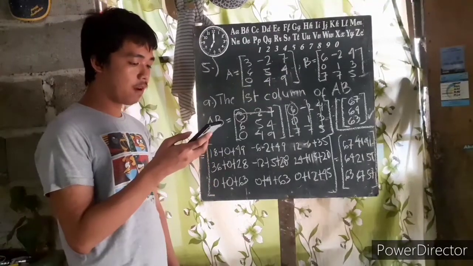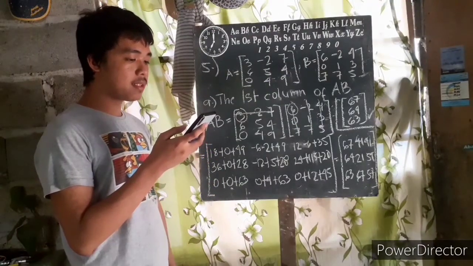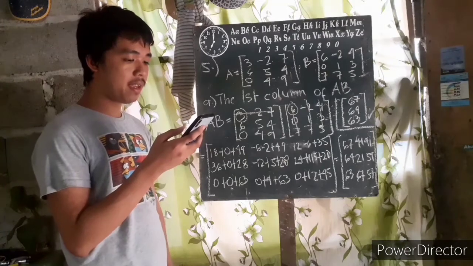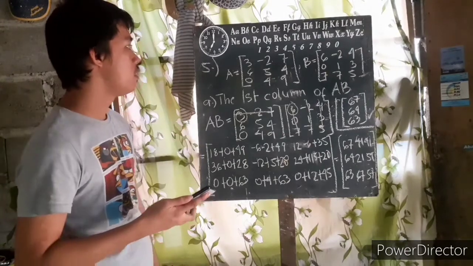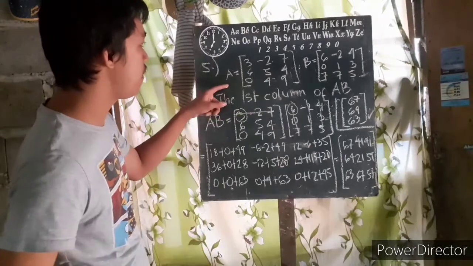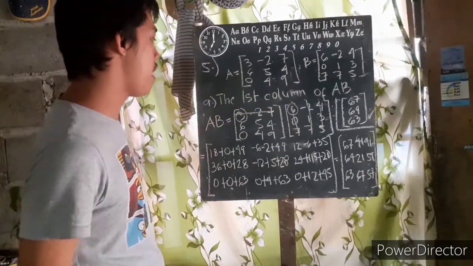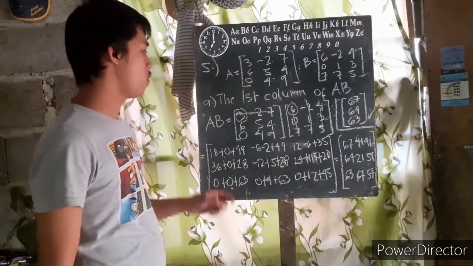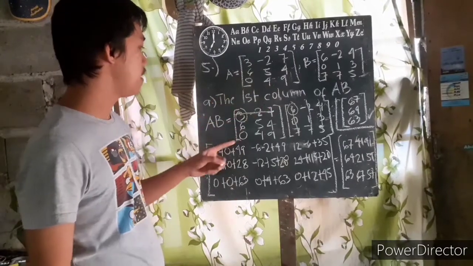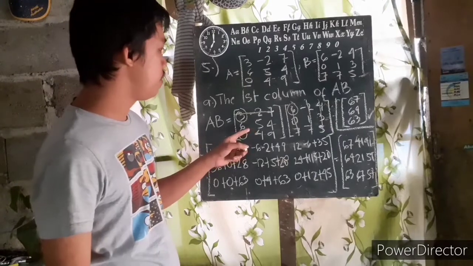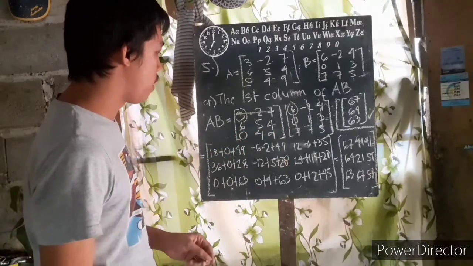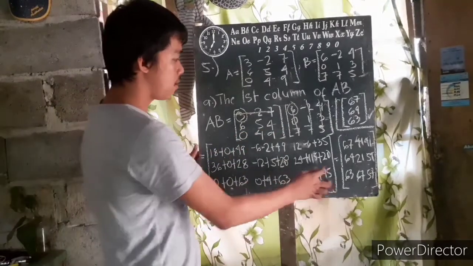And now in number 5, given the matrices A and B, find the indicated row or column. So we have a matrix here of A and B. In A, the first column of AB. So for the first column of AB, copy the A and B, then multiply the two matrices. So we can get this answer.